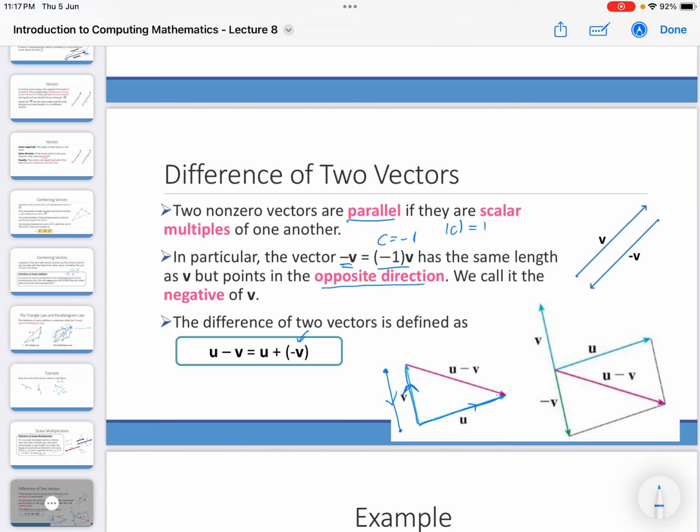So this vector we can put at the end of the final point. So we can put here, this one is the vector negative v. So then u plus negative v is this one. You get this one. So this is the vector of u plus negative v, or u minus v, which is this vector.